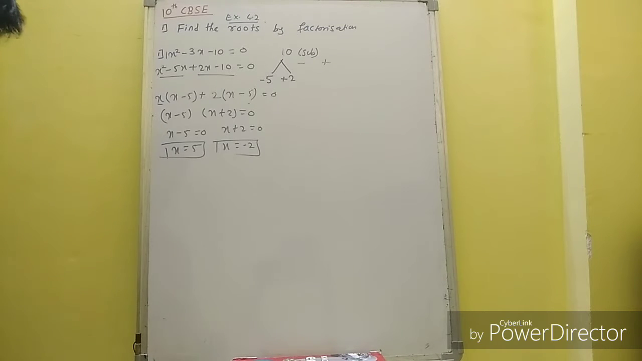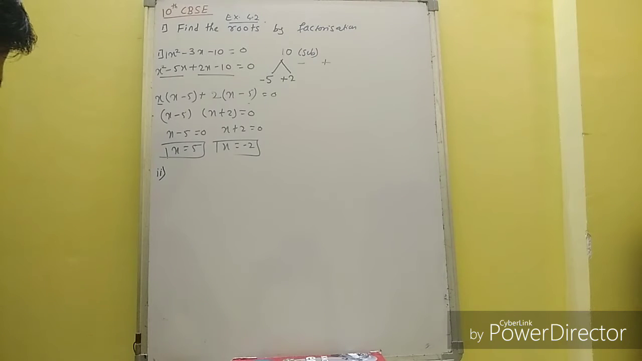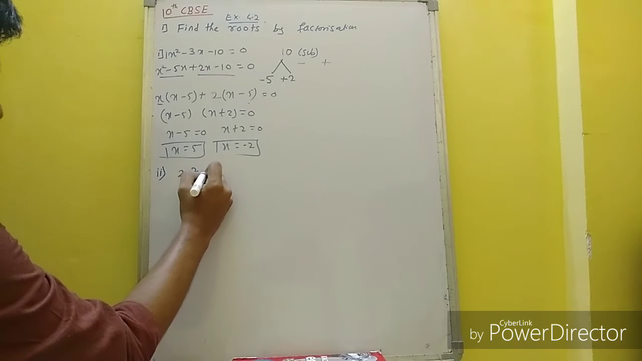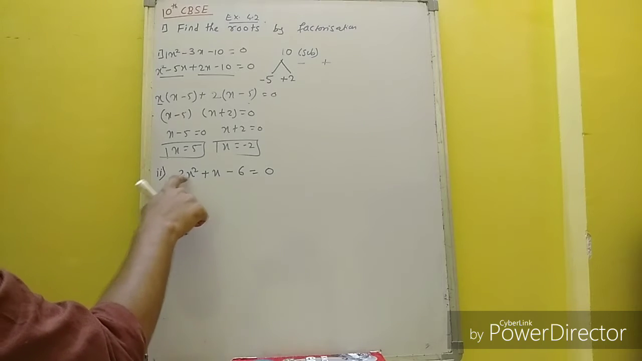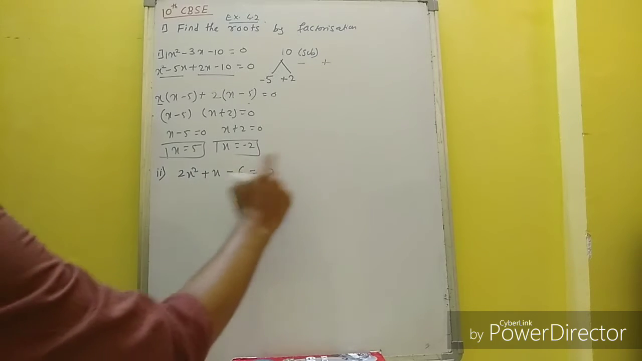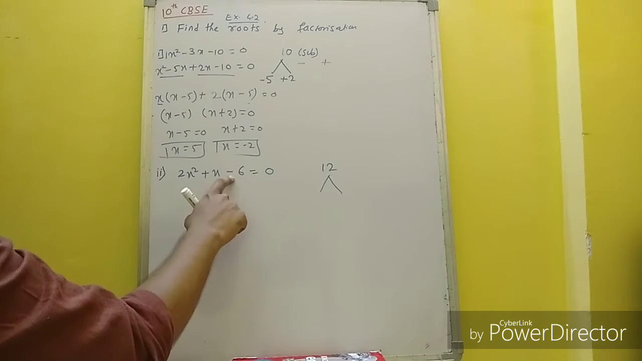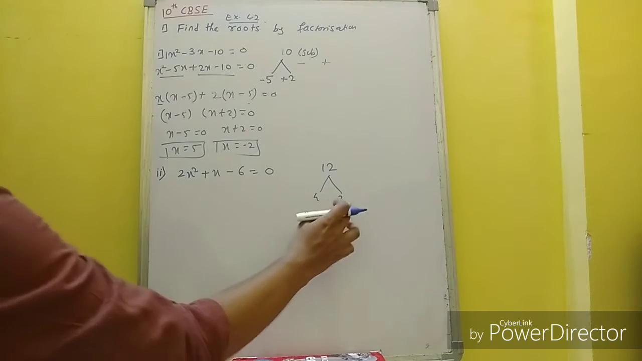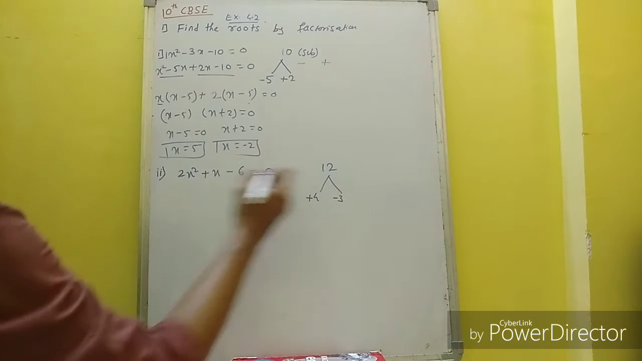Okay, now we will do the second one. What is the second one? 2x square plus x minus 6 is equal to 0. I told you, multiply first and last. 2 sixes are 12. To factorize 12, in subtraction we should get 1. So it is 4 3s, as it is subtraction, plus 4 and minus 3.